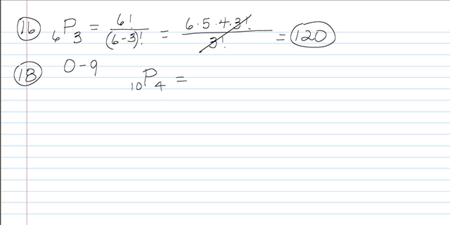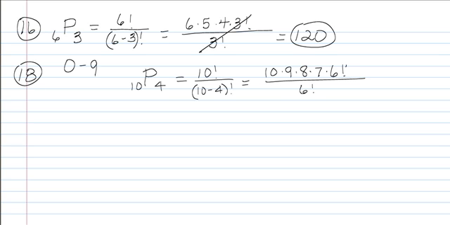So we're going to have 10 factorial over 10 minus 4 factorial, and that's going to be a 6. So 10 times 9 times 8 times 7 times 6 factorial. Okay, and I'm going to cancel those, so I need to multiply 10 times 9 times 8 times 7. And I'm getting 5,040 pin numbers could be made.